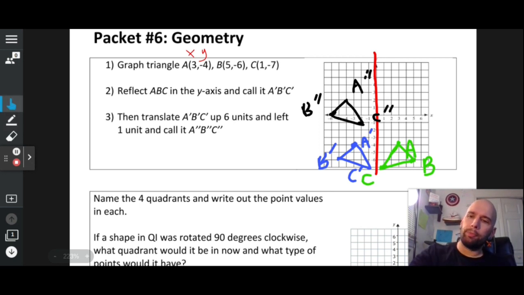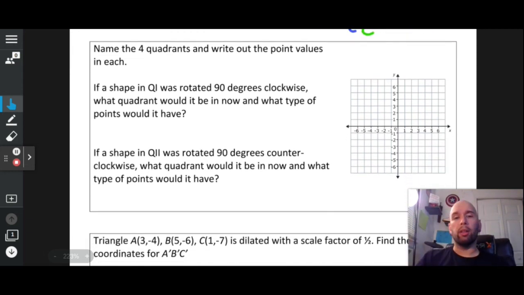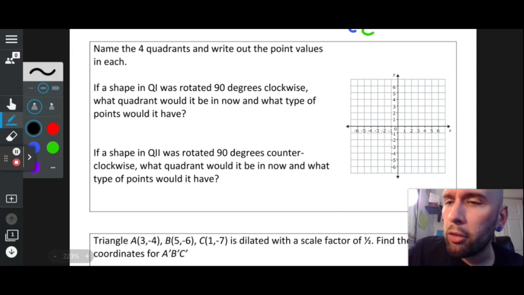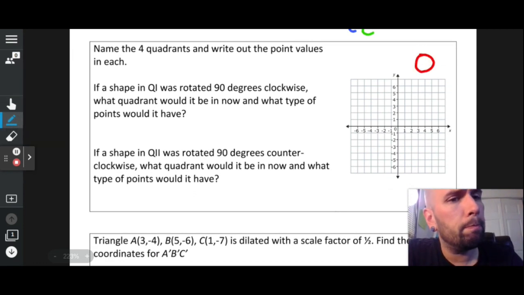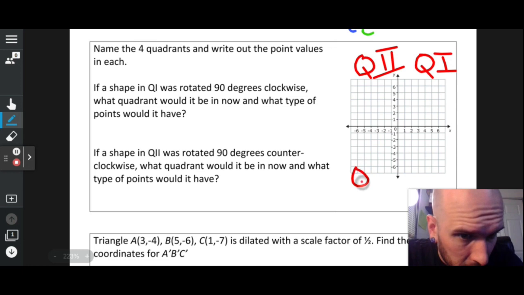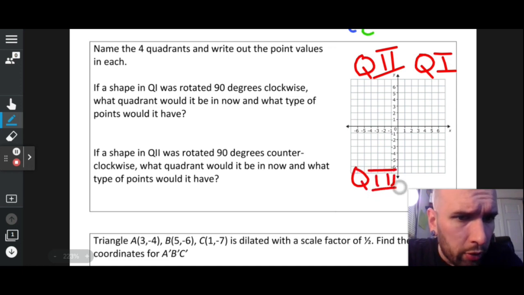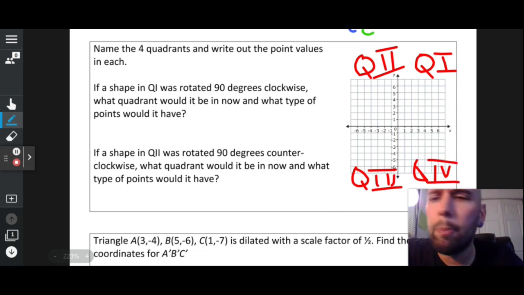Name the 4 quadrants and write out the point values. I can do this. All right. Quadrant 1 is always the top right. Quadrant 2 is the top left, and then it goes counterclockwise. I don't know why the math people decided this, but that's what they decided. Quadrant 3 is the bottom left. Quadrant 4 is the bottom right.